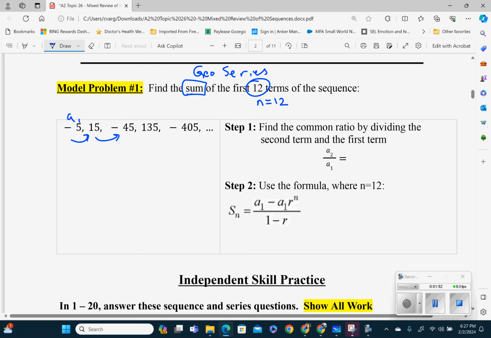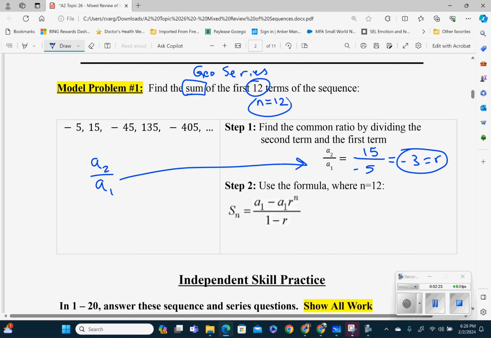So this number is our A1, this is our A2. You could take A2 divided by A1, like I have over here, and so A2 is 15, right? That's our second term, divided by A1, which is equal to negative 5 here. So 15 divided by negative 5, right? Don't forget the negative, is equal to negative 3. So that means that our common ratio is negative 3, okay? So we need to know that information as well. N is 12. And now we have enough to plug into our equation, right?